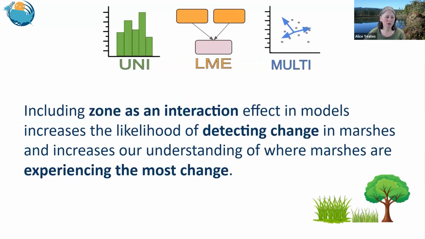And so I just wanted to point out that including zone as an interaction effect in models increases the likelihood of detecting change in marshes and increases our understanding of where marshes are experiencing the most change. Because if we just looked at it without an interaction effect, sometimes different directions of effect that you're seeing in different zones could cancel each other out, and it would look like nothing is happening at the whole site level.